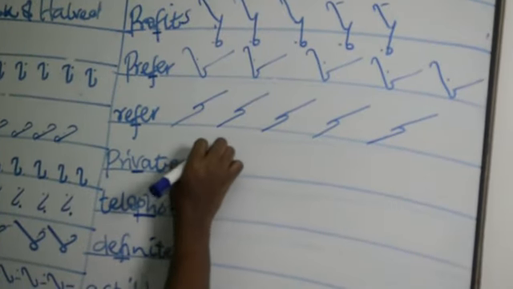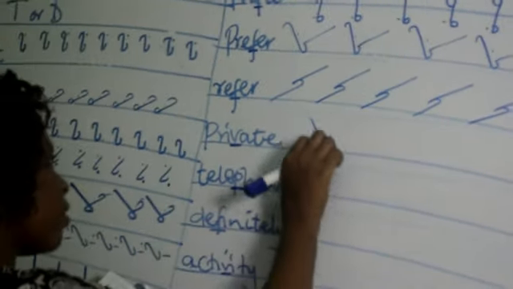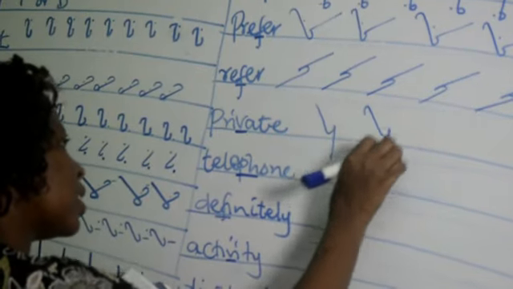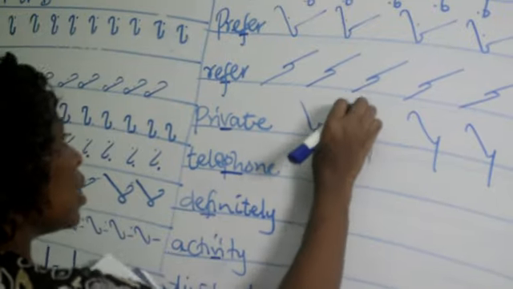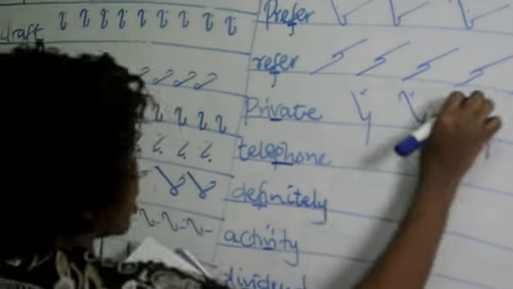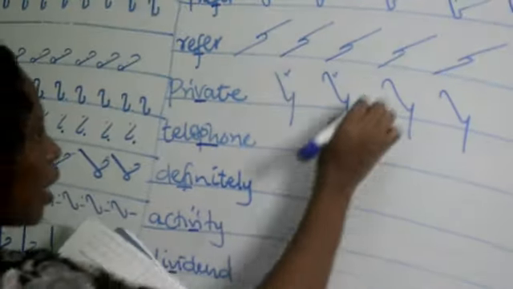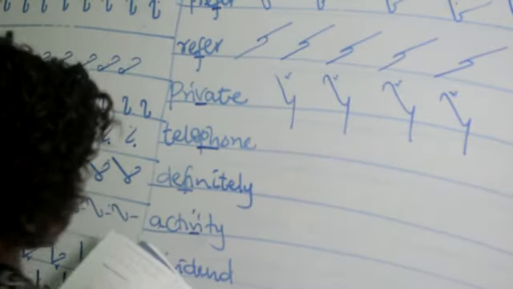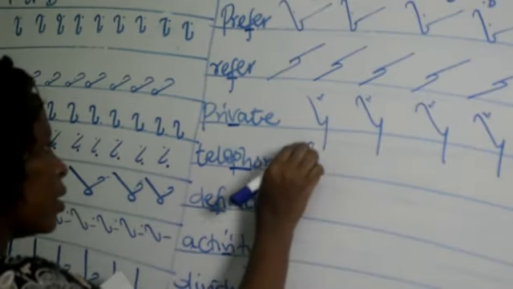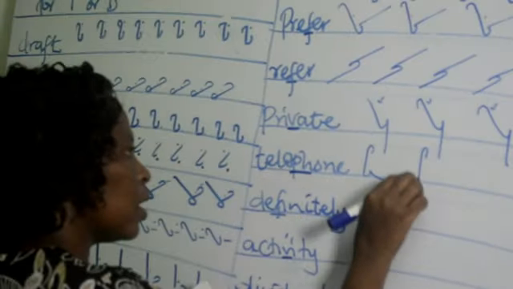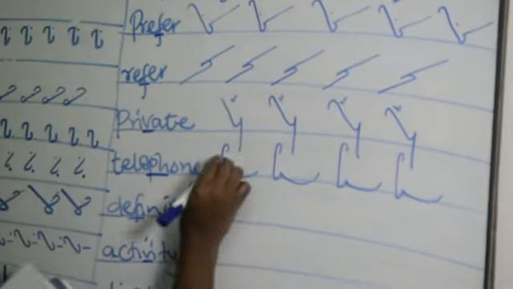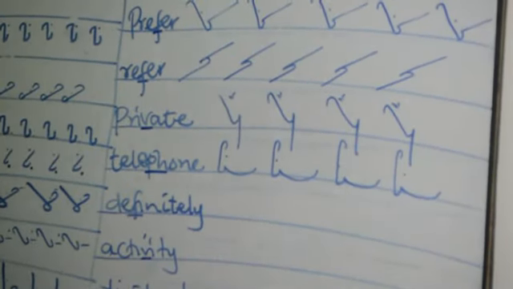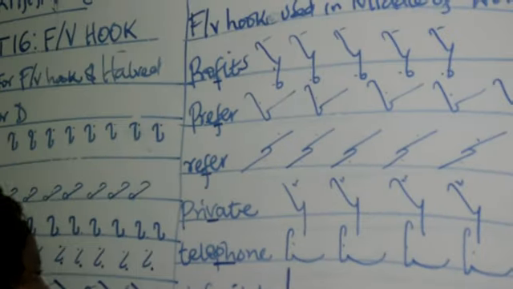Then we have the word private, private, private. You present this with a diphthong high. Then we have the word telephone, telephone, telephone. We are drilling it with a short F.